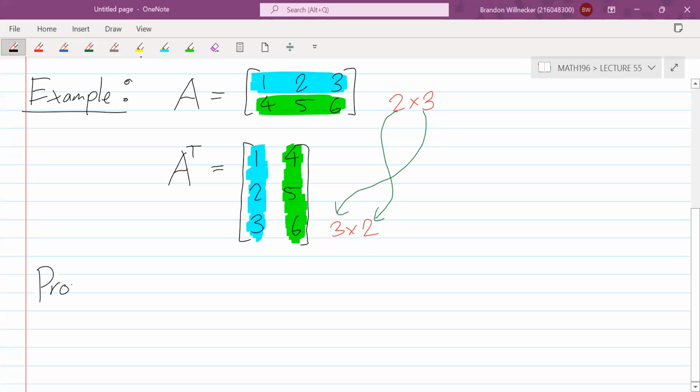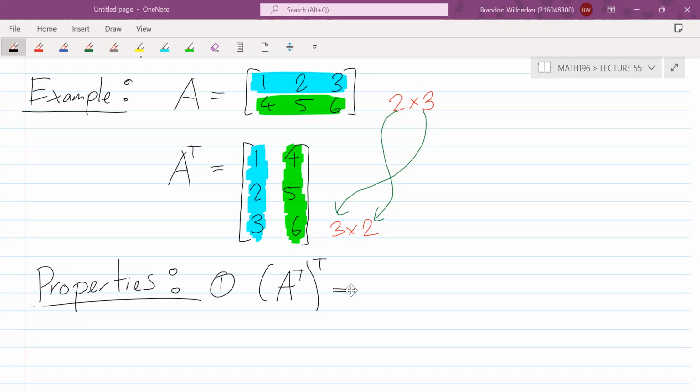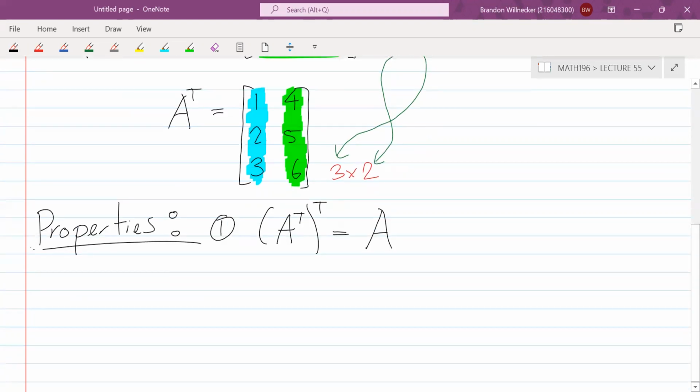Okay, so let's have a look at some properties. What properties are there of the transpose? So the first property is that A transpose transpose, so if you do it twice, you get the original matrix back. If you do the swapping and then you swap again, you get back to where you started.